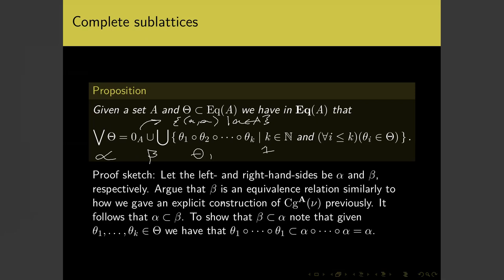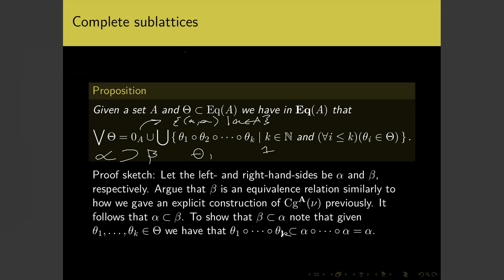So to show the other containment, note that if I have some collection of k many little thetas, theta 1 through theta k, and I take their relative product, then each of these little thetas must be in the smallest equivalence relation that contains all of them. And so each of these is contained in alpha. And so this relative product is a subset of the relative product of alpha with itself k many times. But that product is, again, just alpha. And so we actually have that each of these finite relative products of theta 1, theta 2, up through theta k is a subset of alpha. And then the zero relation is also a subset of any equivalence relation. And so unioning all of those together, we're certainly going to get something which is contained in alpha still.